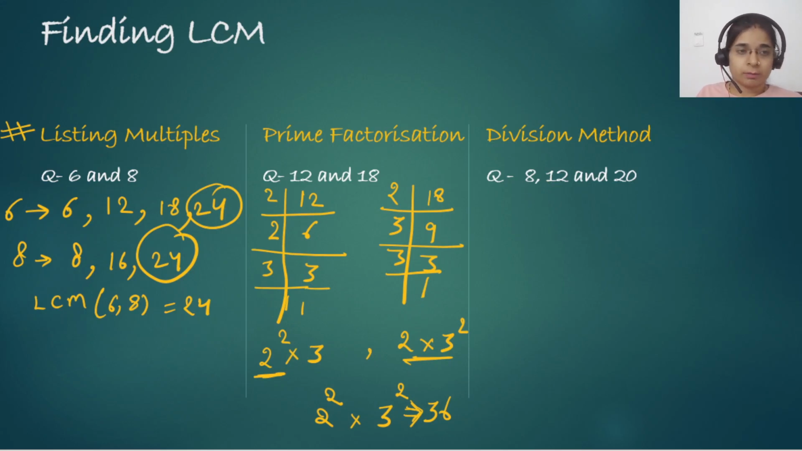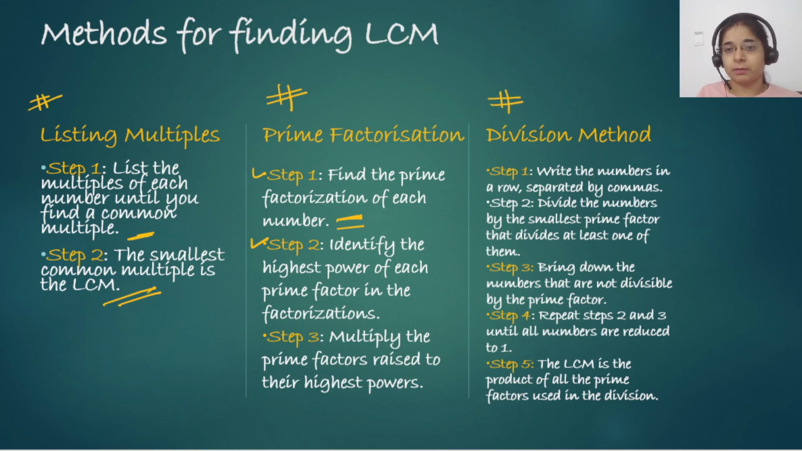Now let's move to the other method, that is the division method. So what is step 1? Write the numbers in a row separated by commas. Divide the numbers by the smallest prime factor that divides at least one of them.